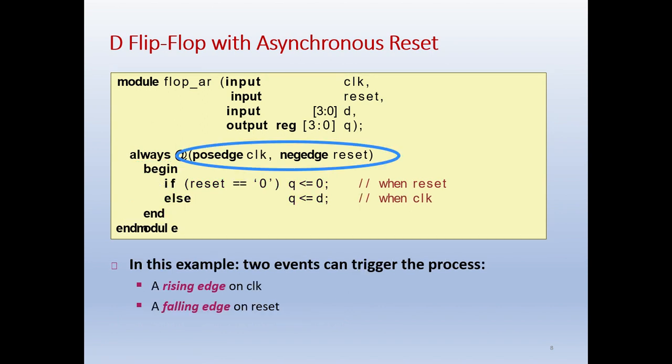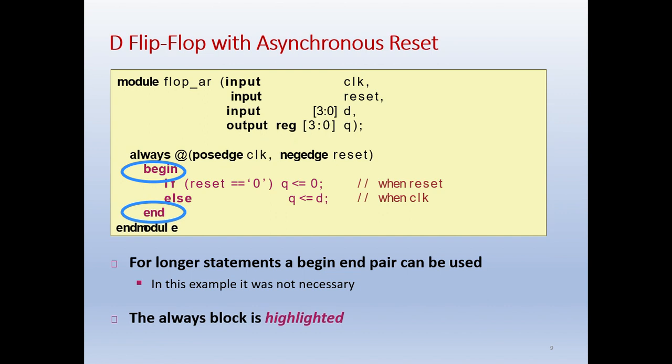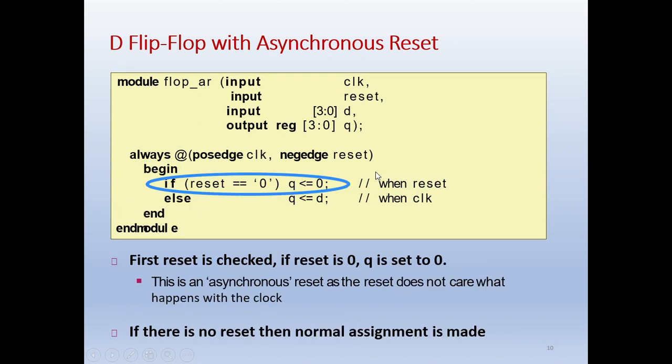Begin and end should always be a pair. In this example it was not necessary, but it has been used because if this is not executed, surely the else will be executed. Here it is not necessary, but begin and end will always occur in pairs.